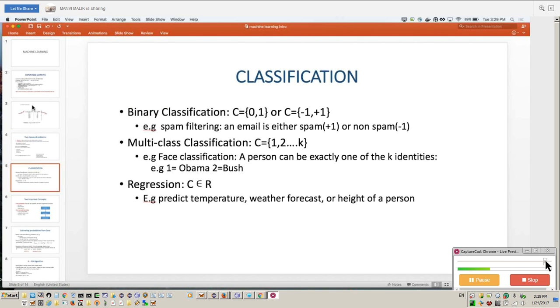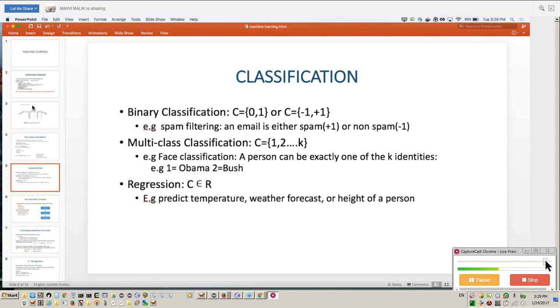And then next comes the problem of classification. By classification, I mean the output is going to be some discrete value from the output set. There can be various kinds of classification. It can be binary, where the output will be 0, 1, or plus 1, minus 1, or it can be multi-class classification. An example of binary classification is spam filtering, the simplest example, where you classify whether your email is spam or non-spam. Multi-class classification can be like face classification, the way I said. You have k different identities in your data set and you are predicting which one is which.